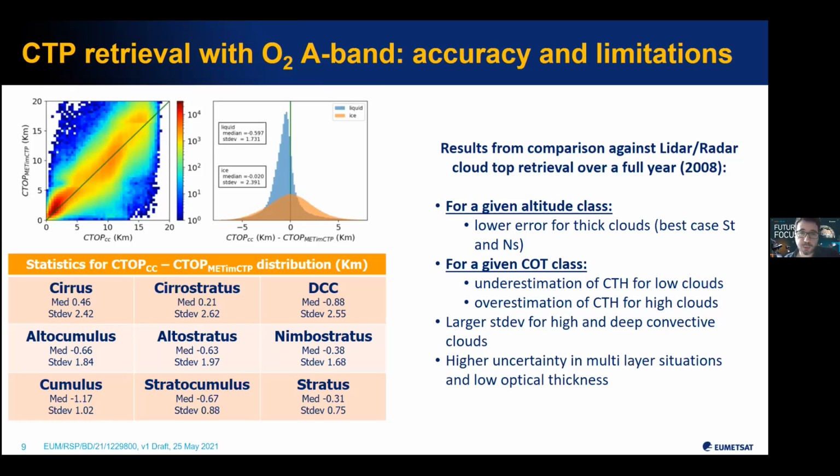Given cloud optical thickness, cloud top height for low clouds tends to be underestimated, and cloud top height for high clouds tends to be overestimated. And at the end, again, higher uncertainty is expected in a multi-layer situation and for thin, low optical thickness clouds. This is it for this brief overview of this product.